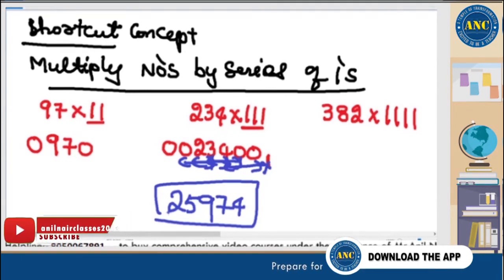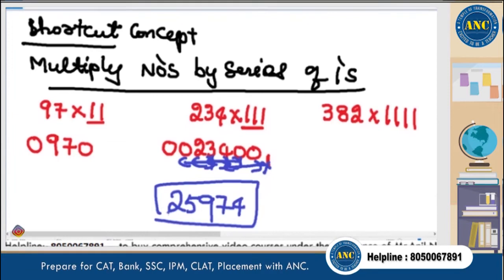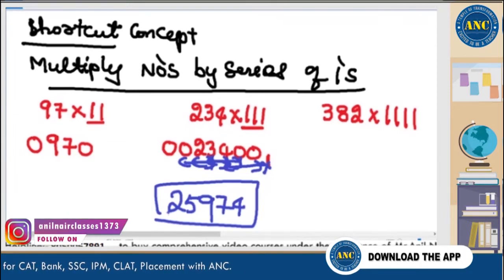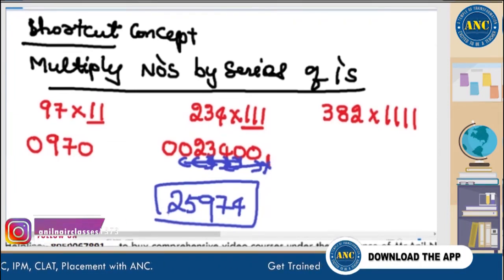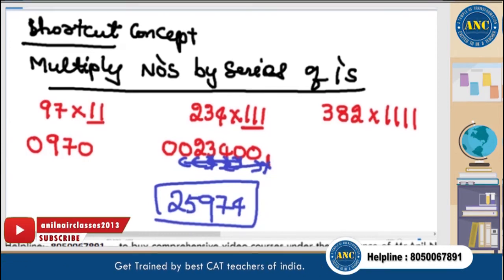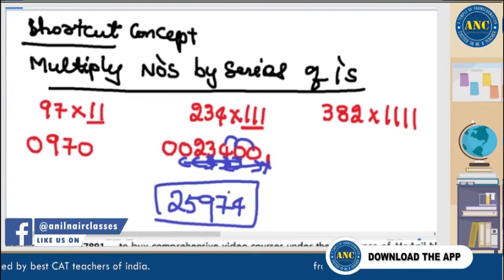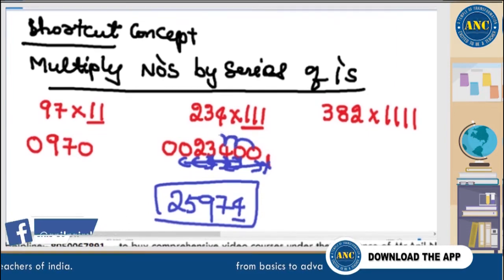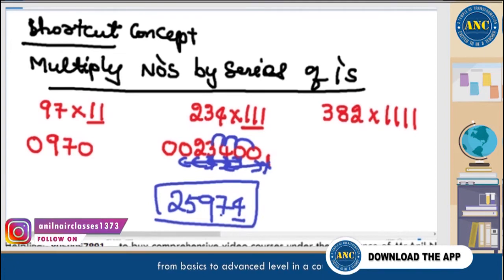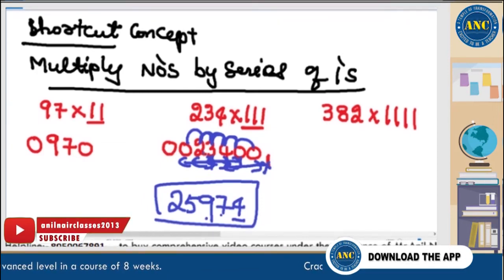234 into 111. 111 contains 3 ones. Keep 2 zeros at the beginning and 2 zeros at the end. Because it is 111, start from the rightmost and keep a group of 3 digits and keep on adding. 0 plus 0 plus 4 is 4. Next one, 0 plus 4 plus 3 is 7. 4 plus 3 plus 2 is 9. 3 plus 2 plus 0 is 5. 0 plus 0 plus 2 is 2.